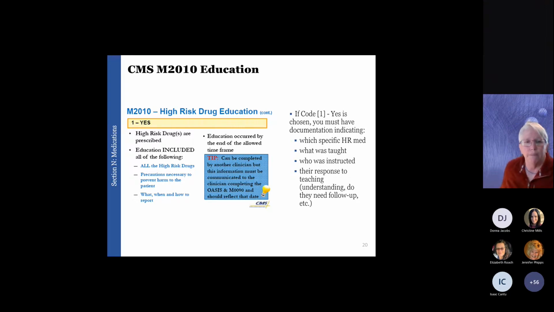Happens, right? So when you're looking at a chart and they said yes, all high-risk meds were taught, they checked that yes in M2010, and you can't find any documentation about any teaching, that's a comment that really should go back. It's like, hey, you really should have documentation that proves your point here.